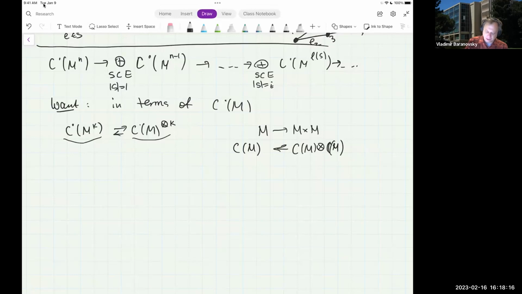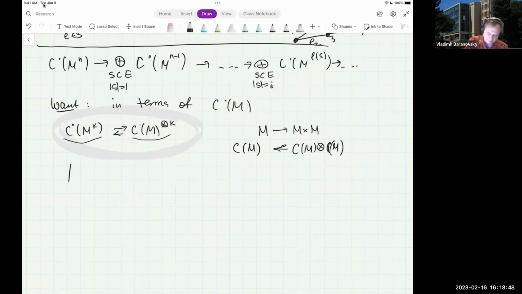This non-commutativity is also reflected in the fact that this quasi-isomorphism between these 2 complexes is not quite compatible with the symmetric group action. So in the end, this will be a problem. Let's see what is going on. Why would that be an issue when we try to shrink?